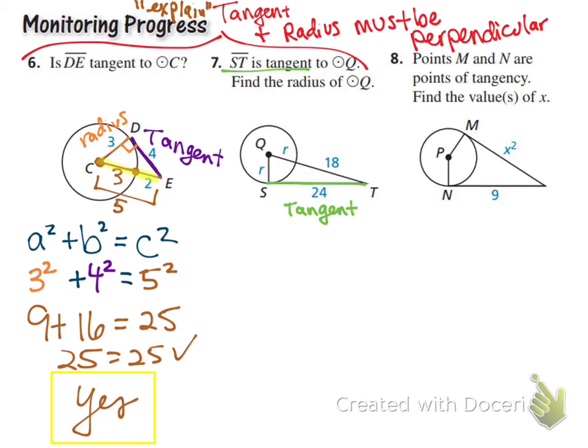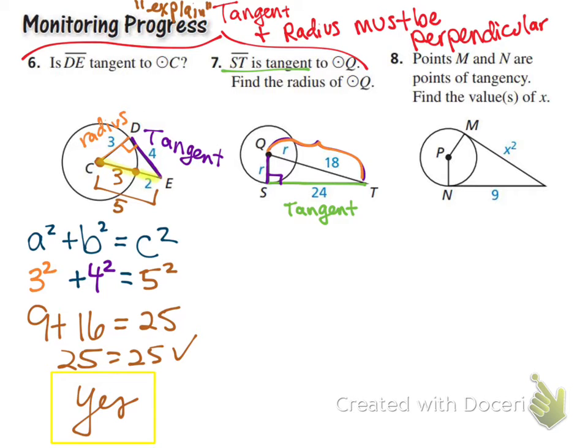Find the radius of circle Q. So we want to use this property again. The tangent and the radius must be perpendicular. So the tangent and the radius will intersect and form 90 degrees. This is important to note so that you know that RT is the hypotenuse. So what is the full length? Sorry, QT, not RT. QT, what is the full length of QT?